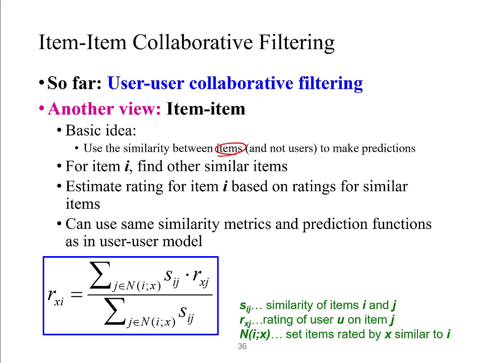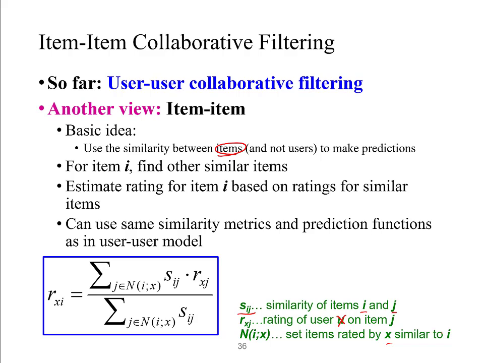So this is a prediction function where s_ij is the similarity of items i and j, and r_xj is the rating of user x on item j. And N(i;x) is the set of items rated by x that are similar to i.